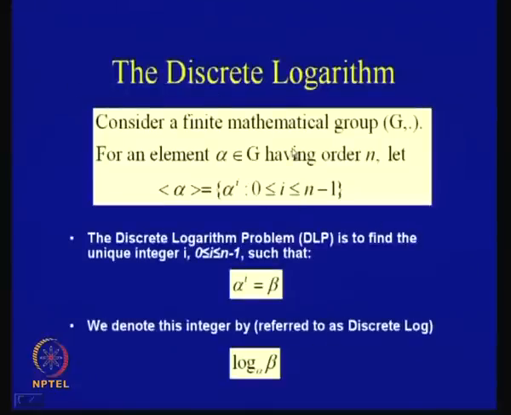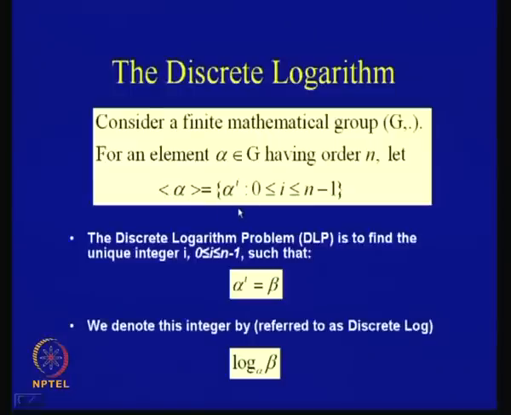Consider a finite mathematical group where G is the group and dot is the corresponding operator, that is, a multiplication operation. Now take any element alpha which belongs to this group G and has order n. We know what is meant by order: if I multiply alpha n times, I get the unity of this group.